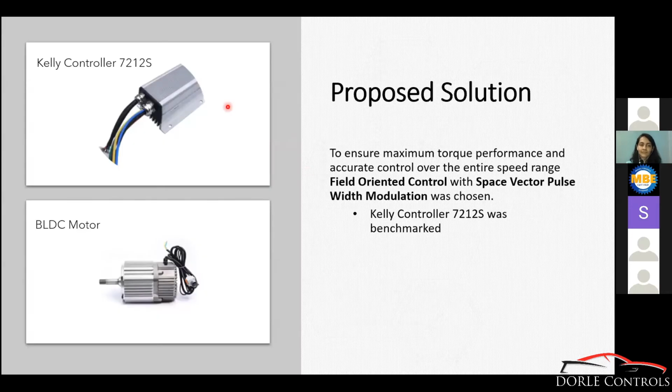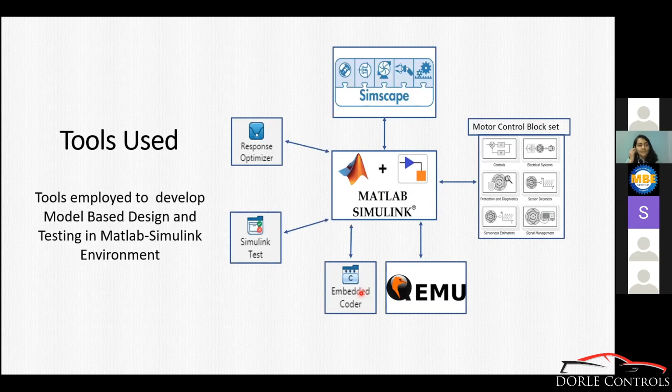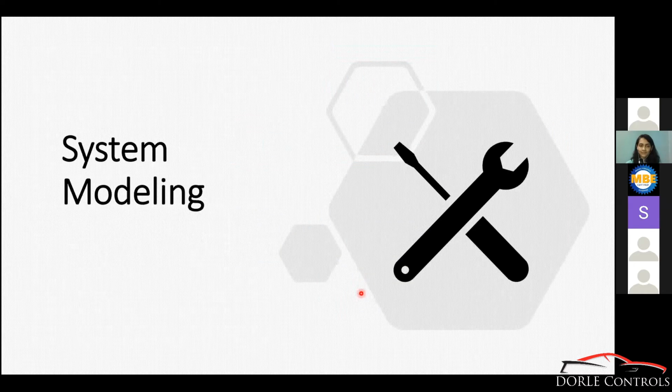So the solution we came up with is that we benchmark the KD controller and implement two important features of it: the field-oriented controller and the space vector pulse width modulation. We implemented these two features because they ensure maximum torque performance and accurate control over the entire speed range. The tools used are mostly MATLAB and Simulink, and different components from the Simulink library such as Simscape and the Motor Control Blockset.